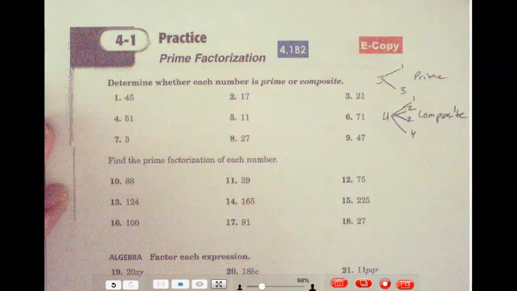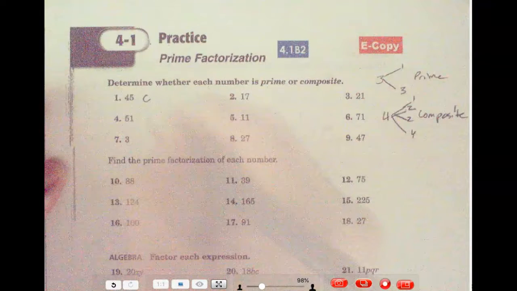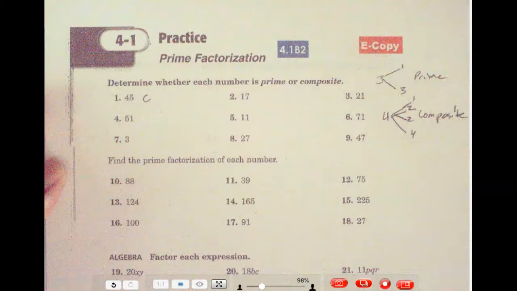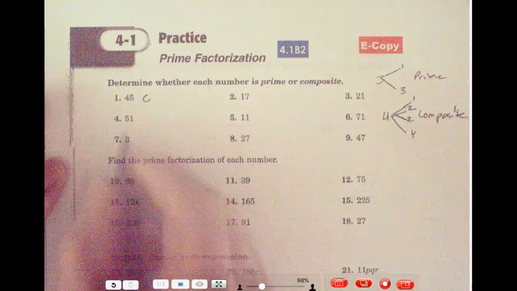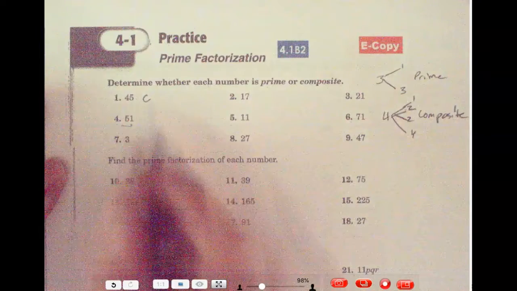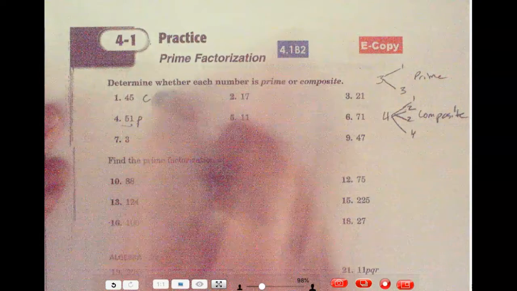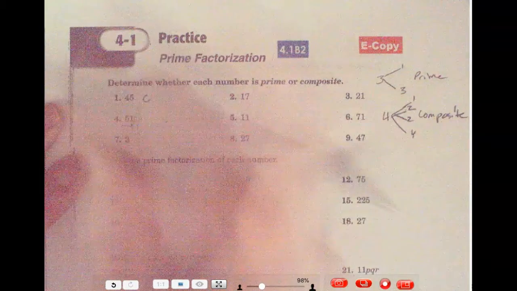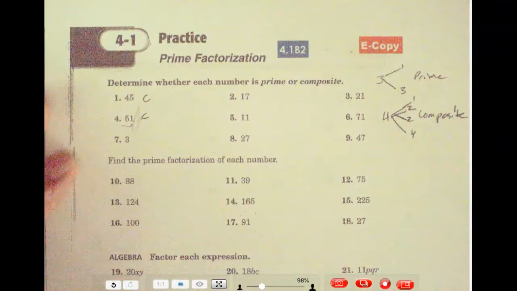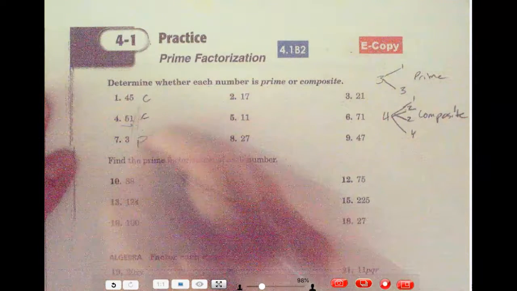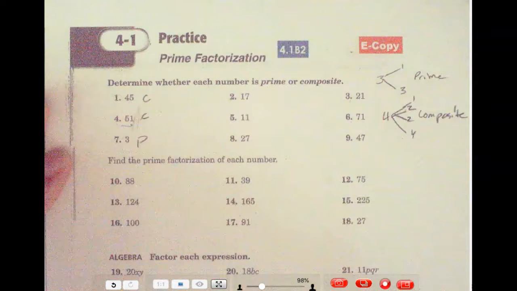All right, so 45, well, 5 goes into it, so this is composite. You can just put down a C if you'd like. 51, well, 5 plus 1 is 6, so 3 goes into this one, so this one is composite too. 3 only has two factors, so that one's prime. So you go through and identify those last 6 if they're prime or composite.